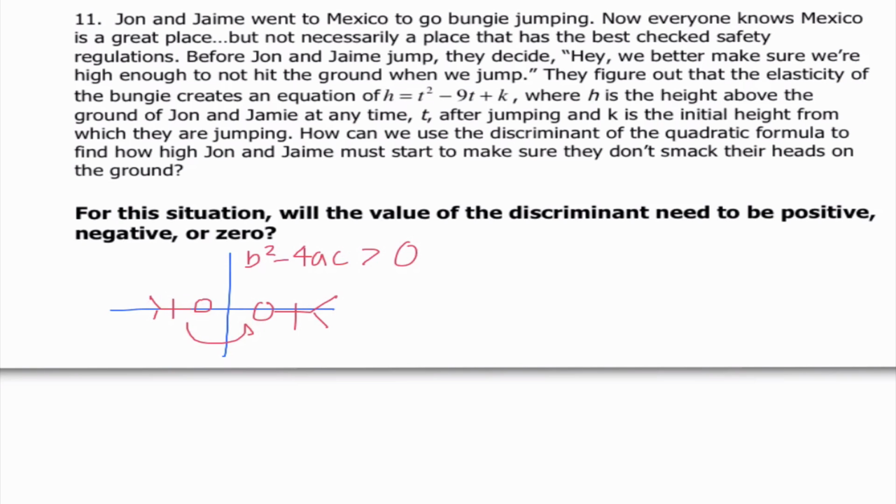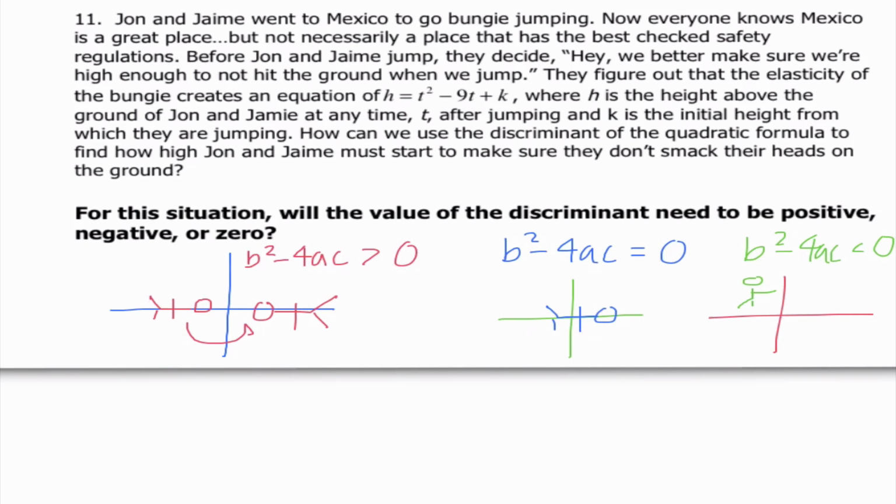Second situation, if it was just equal to 0, they would hit here and just land. So their full force would take them and land. I don't think that would be a very good situation either. So lastly, if b squared minus 4ac was less than 0, we can see that John or Jamie here is just chilling above the ground. They have not been injured at all. So we would definitely say that the discriminant would need to be negative.